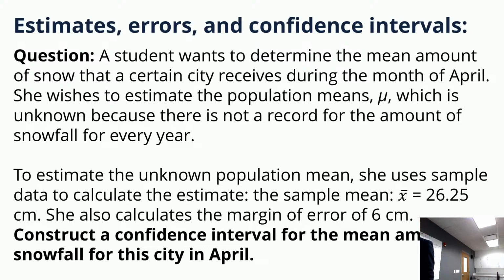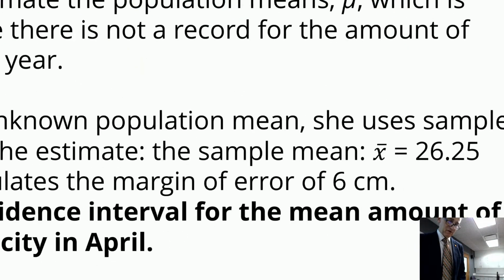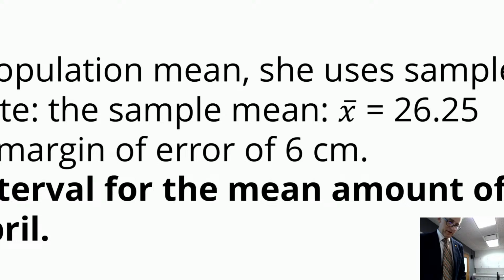Okay, so to estimate the unknown population mean, we're going to use sample data to calculate the estimate. So the sample mean is this number. The margin of error, which we're just going to take on faith has been computed right, is 6. So what is the confidence interval for the mean amount of snowfall for this city in April? That's the sort of question that we're going to have to answer. I think you probably can do this without any instruction, but let me actually do it for you.